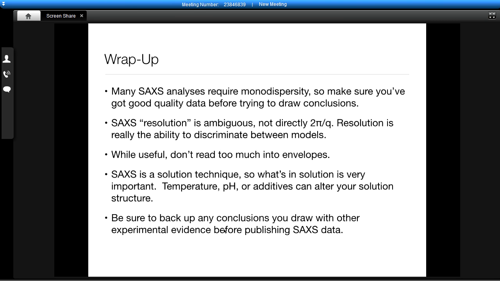You want to make sure that in all cases you back up any conclusions that you draw with some kind of other experimental evidence before publishing SAXS data. You're not going to be able to publish a SAXS paper that has just SAXS in it for the most part. You're going to want some other information in there that corroborates your SAXS data.